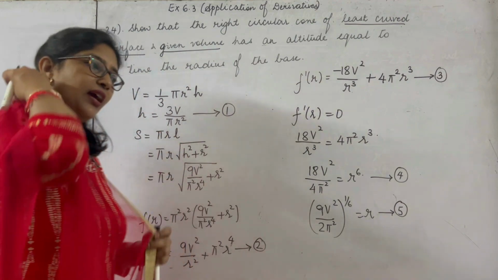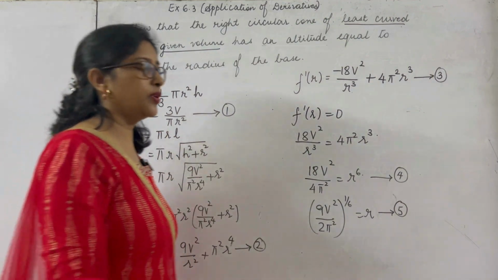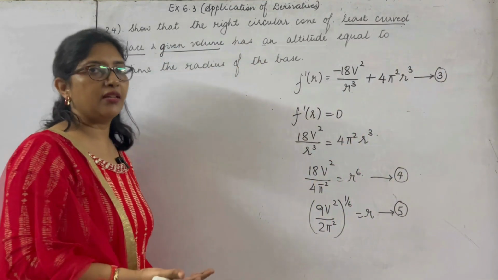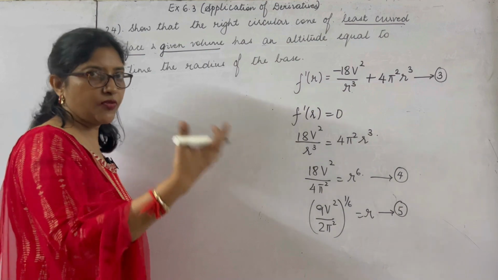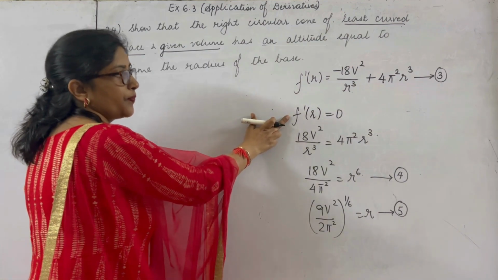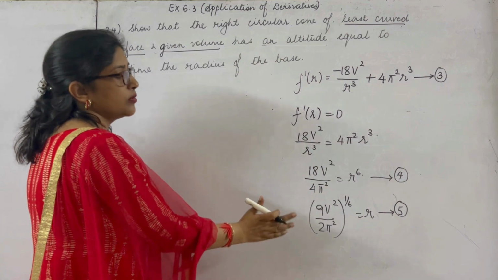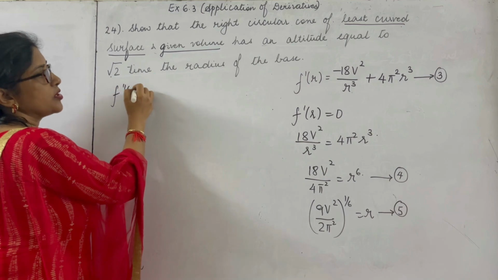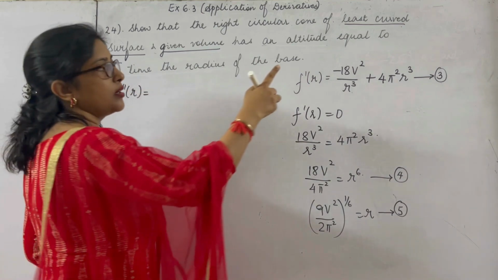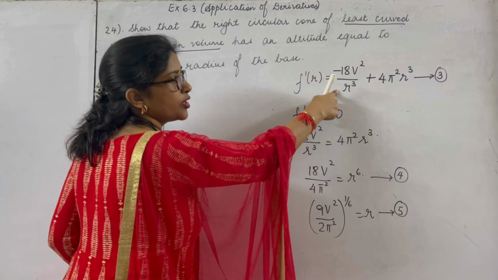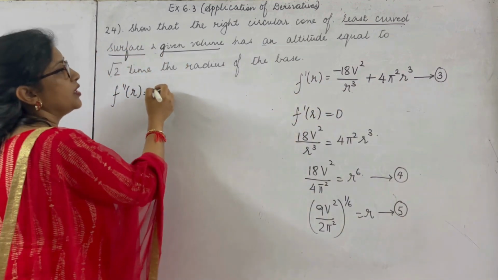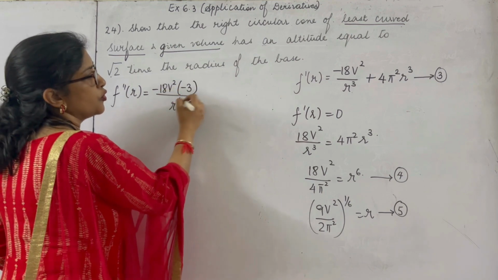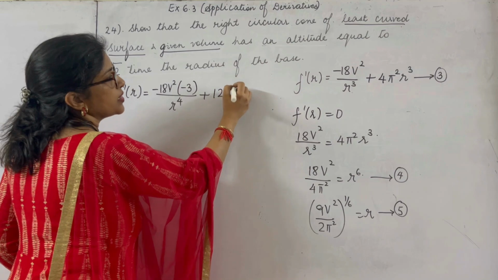So we need to look at whether at this point we are going to get maximum or minimum. So we will have to find f double dash r. Since we are using the second derivative test, those are the standard steps. First find f of r, then f dash r. For critical point, equate f dash r to 0. Now find f double dash r. So it's differentiating the third equation. As we did for r raised to 2 in the denominator, same way we will do for r cube, and we have minus 18V square into minus 3 upon r raised to 4 plus 12 pi square r square.